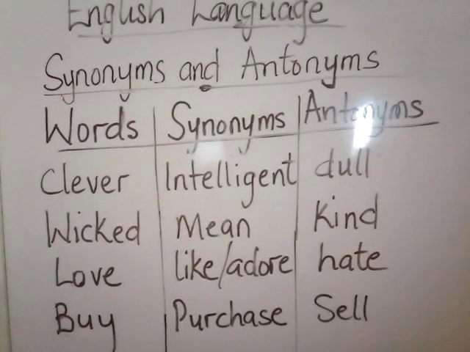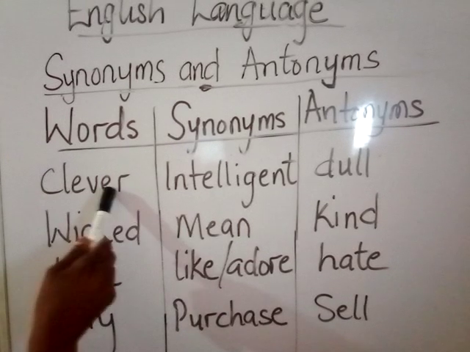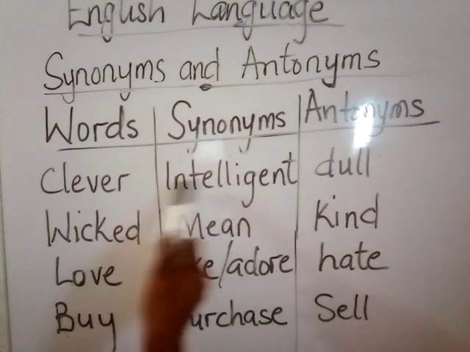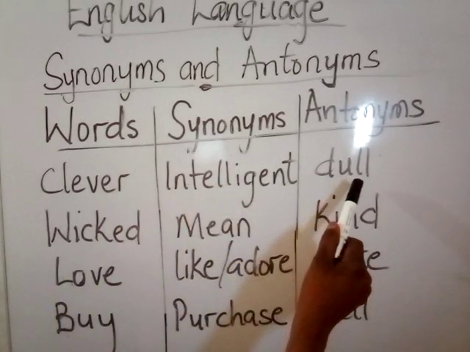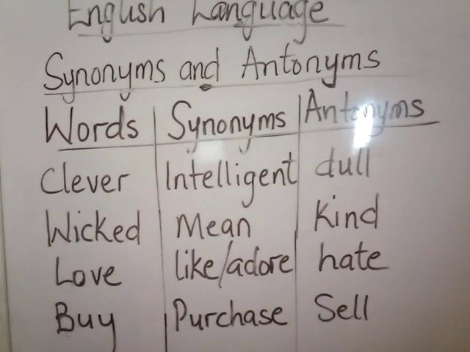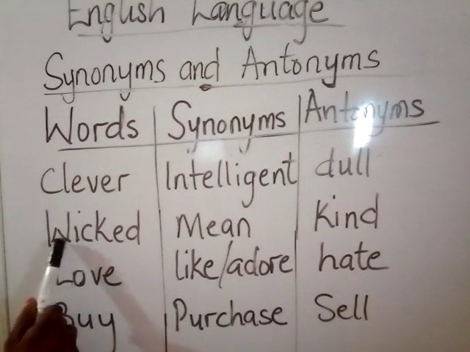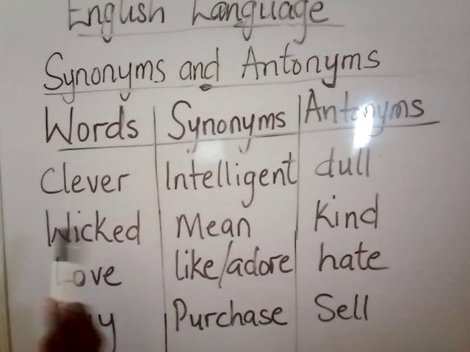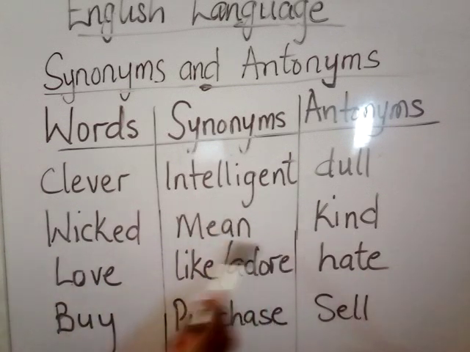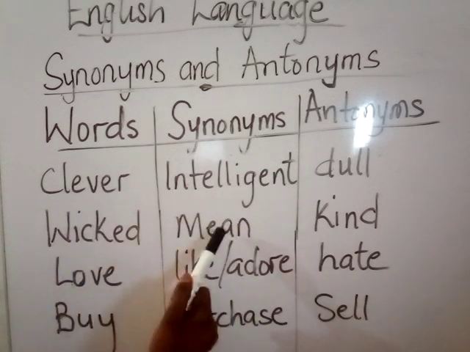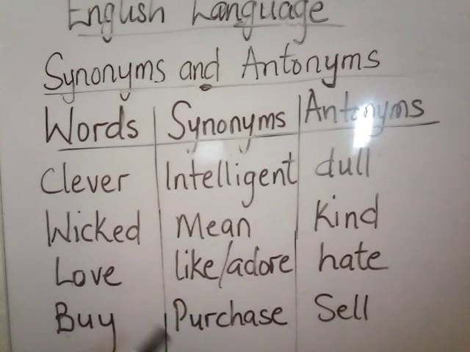So some more examples. We have clever. Another word that means the same thing as clever is intelligent. And then the opposite of clever and intelligent is dull or unintelligent. The next word here is wicked. Another word that means the same thing as wicked could be mean, or similar in meaning. Remember we said they are the same or similar in meaning. So a word that is close in meaning to wicked is mean. And then the opposite is kind.